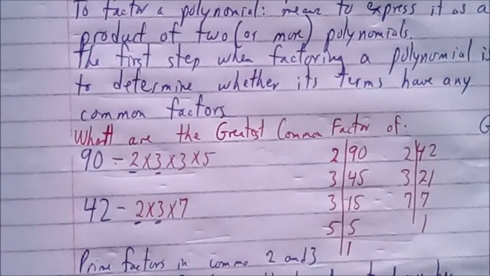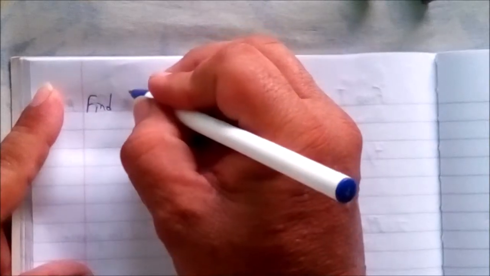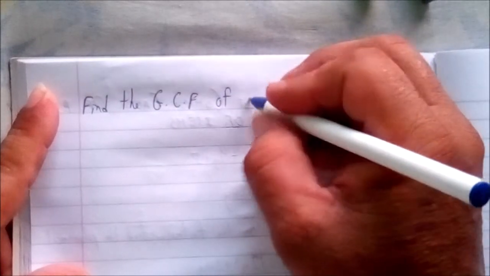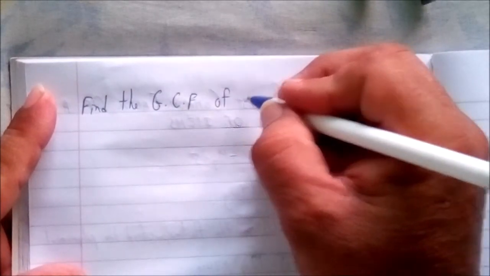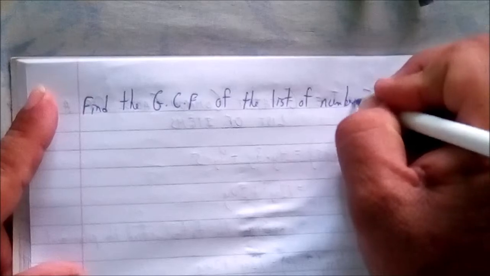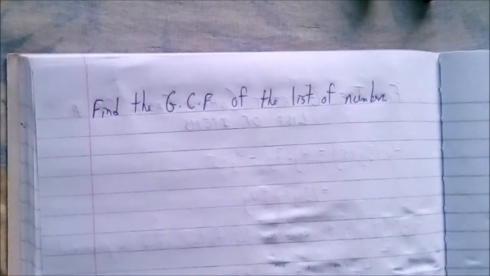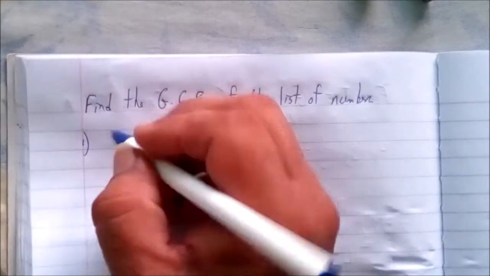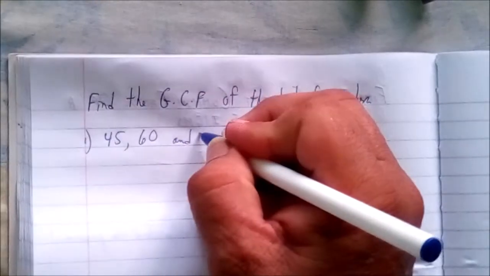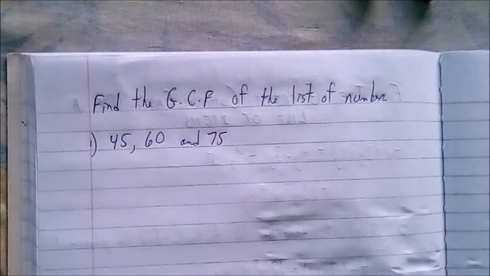So let's work some examples. Here we go. The directions that I'm going to give you are to find the greatest common factor of the list of numbers. So then, let me give you one. We have 45, 60, and 75. We'll find the greatest common factor of those terms.